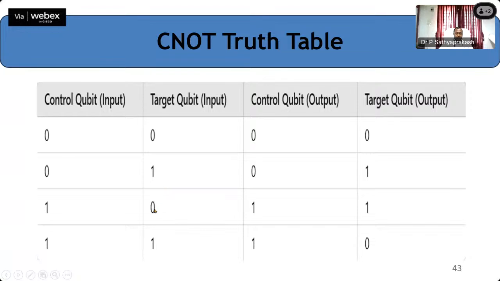Whatever the target bit is there will simply be flipped. So it will become 1. So while running the code, we will see this target flipping.